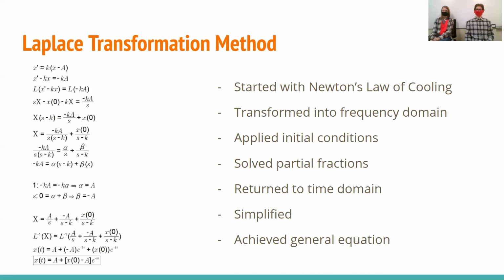The last method we use is the Laplace transformation method. Again, starting with Newton's law of cooling, we separated the constants and variables, each to their respective sides, then transformed those sides, and here this applies the initial condition. Solving for capital X by dividing through by s minus k, we get a bunch of fractions on the right-hand side, which we then solve using partial fraction decomposition. From here, we're able to return to the time domain, and after some simplification, we again get the general equation. But notice in this case, we have the ambient temperature, and instead of C, we have the initial temperature of the tea minus the ambient temperature of the air.